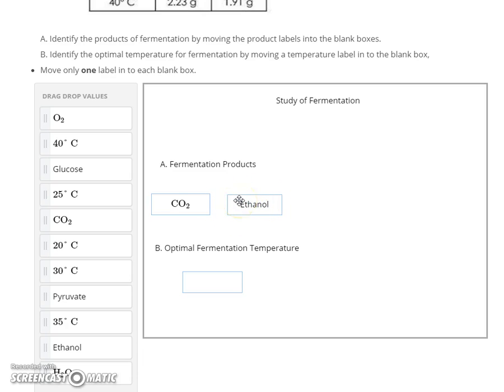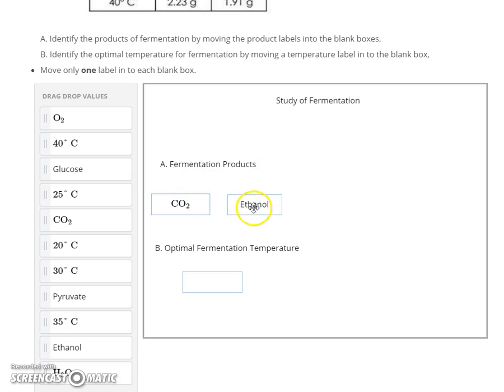The other type of fermentation is called lactic acid fermentation. Instead of making these two products, lactic acid fermentation makes lactic acid. That's the kind of fermentation that makes your muscles burn and that makes your muscles sore after a big workout.